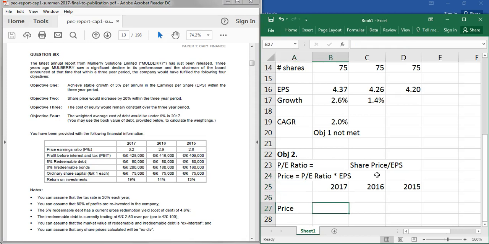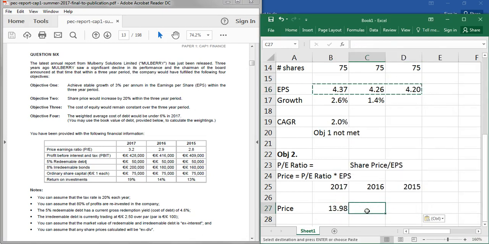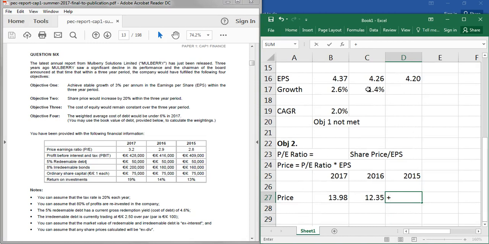Not necessarily always calculating the PE ratio, but using it to figure out what the share price is. Share price in 2017 then was earnings per share, 4.37 times 3.2, which was the PE ratio that year, at the end of the year. So about 13.98. In 2016, the earnings per share is 4.26 and the PE ratio was 2.9. So 12.35. So the share price has grown. And finally then in 2015, it's 4.2 times 2.8, which is 11.6.